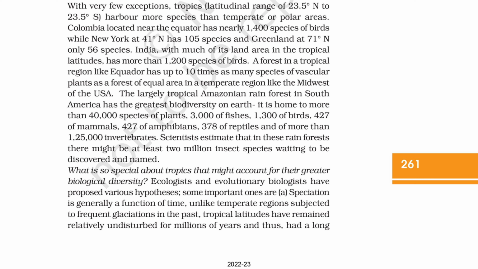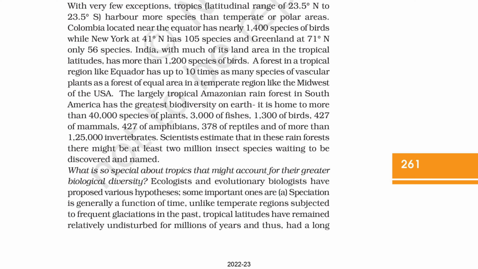The largely tropical Amazonian rainforest in South America has the greatest biodiversity on Earth. It is home to more than 40,000 species of plants, 3,000 of fishes, 1,300 of birds, 427 of mammals, 427 of amphibians, 378 of reptiles, and more than 25,000 invertebrates. Scientists estimate that in these rainforests there might be at least 2 million insect species waiting to be discovered and named. What is so special about tropics that might account for their greater biological diversity?